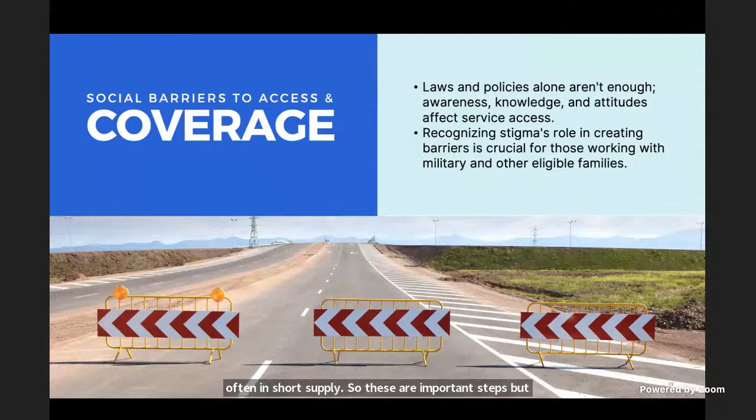So let's move now to some of the barriers and access to coverage. You know, laws and policies alone are not enough. Awareness, knowledge, and attitudes affect service access. Think back to that social determinants of health chart that I showed you from the Kaiser Family Foundation earlier in this presentation. Think about things like stigma. Think about things like health literacy.